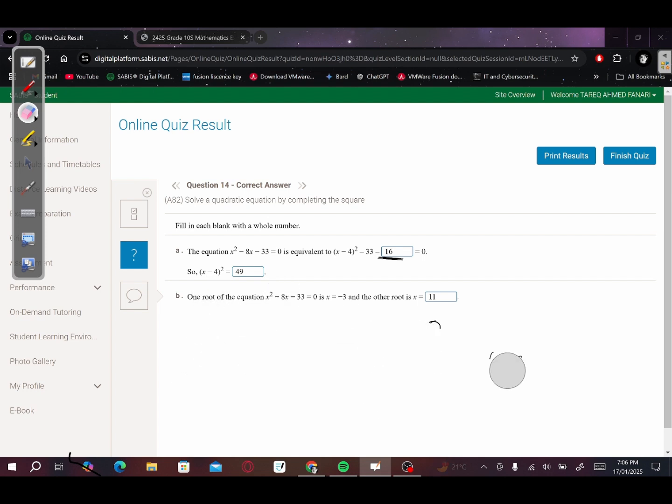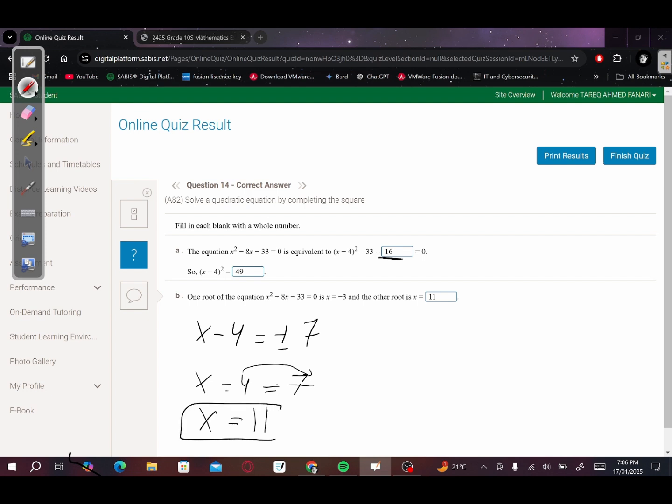Okay. Now we are going to solve it like normal. X minus 4 is equal to positive or negative 7. Let's take the positive case first, since that's been giving us the answers first. So x is equal to 7 plus 4, which is 11, and x is equal to 11.